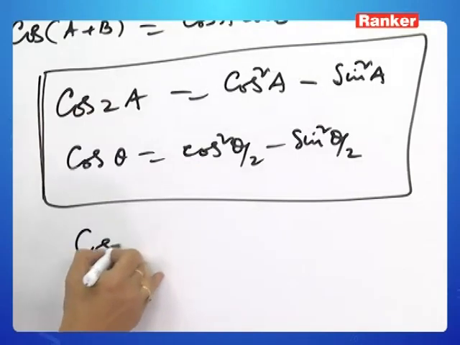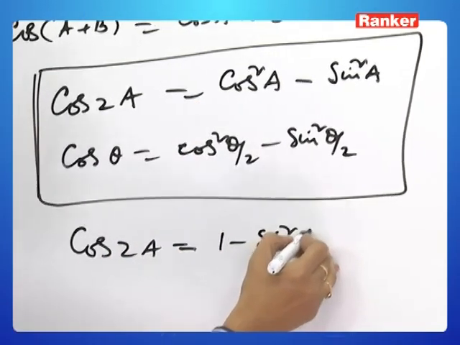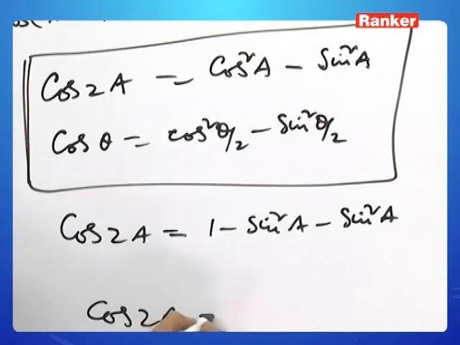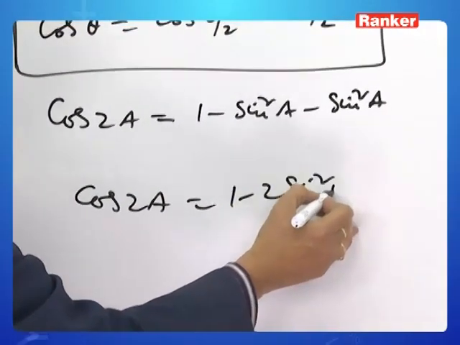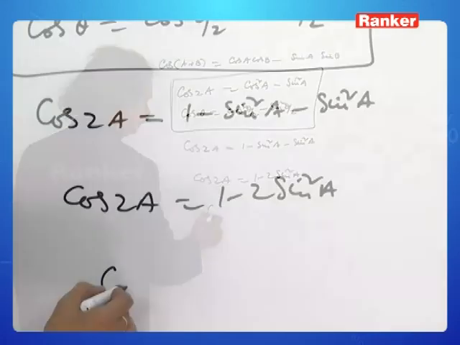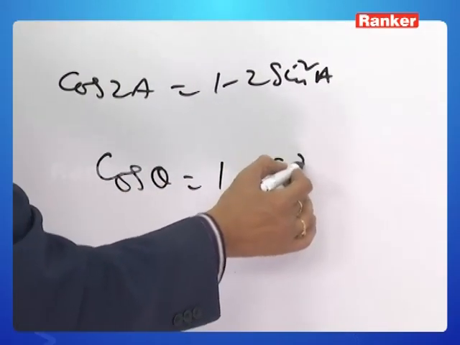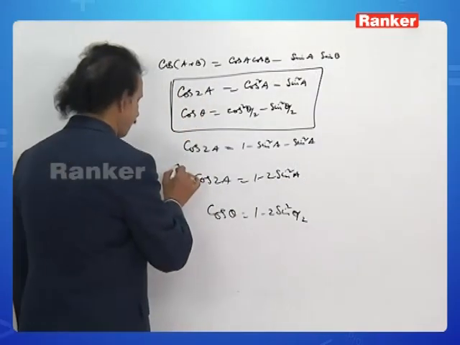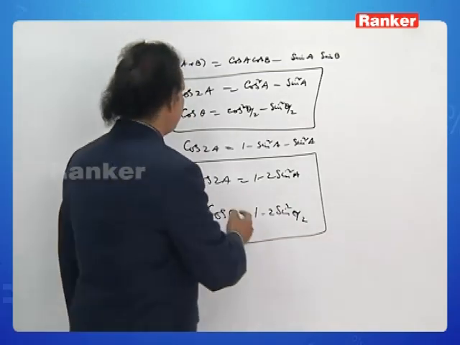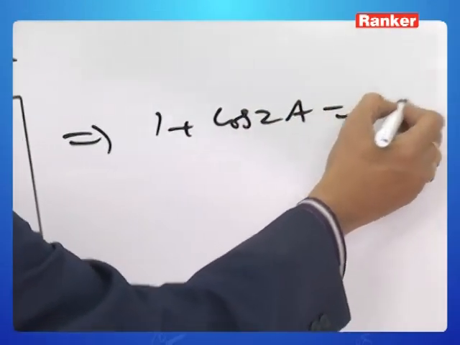Again, cos 2A is equal to, you write cos square A as 1 minus sine square A. So that we have cos 2A is equal to 1 minus 2 sine square A. So, cos theta is equal to 1 minus 2 sine square theta by 2. Also from this, 1 plus cos 2A is equal to 2 sine square A.